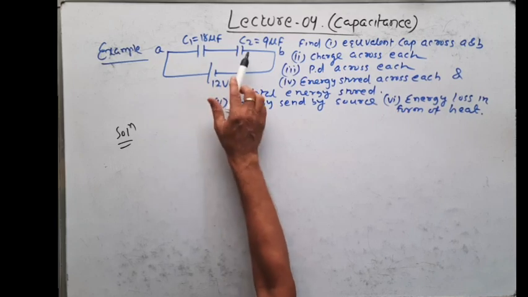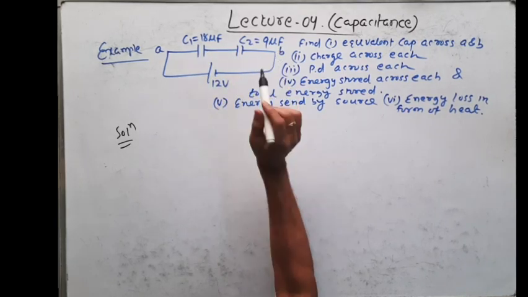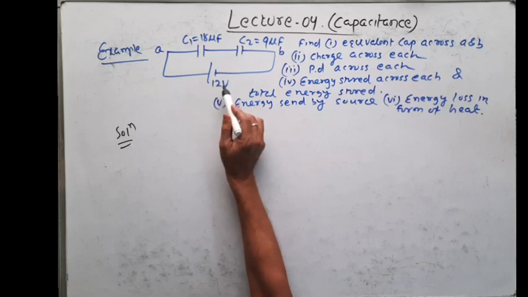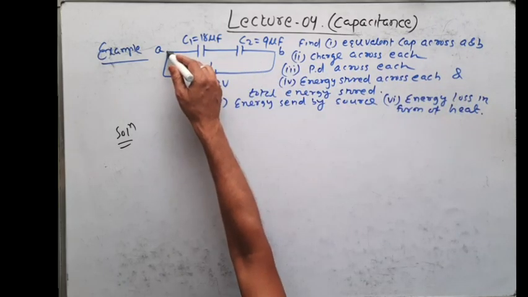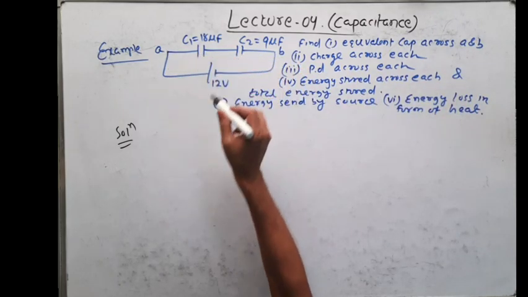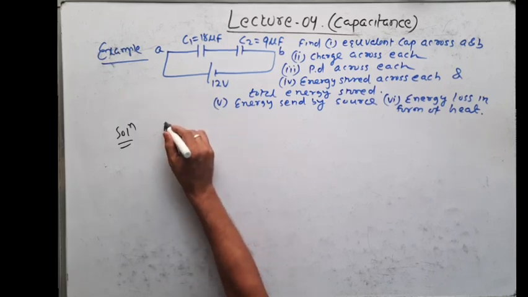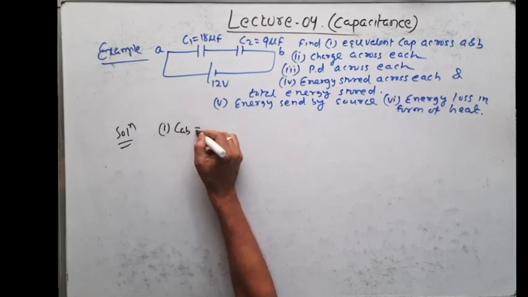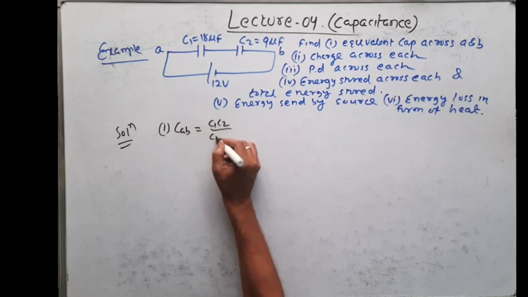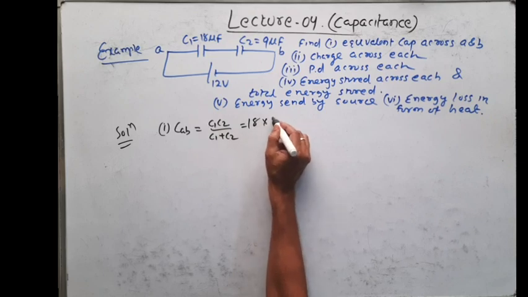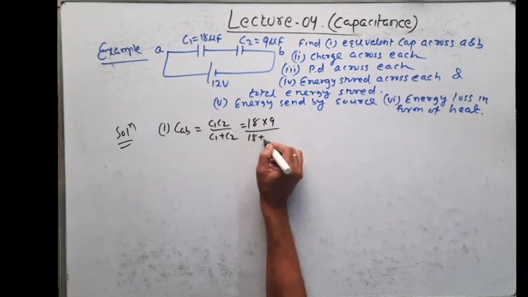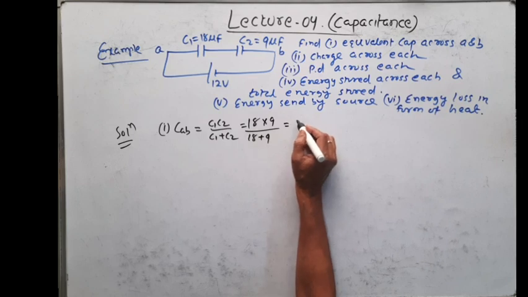Now, let us solve this example. There are two capacitors, 18 microfarad and 9 microfarad, connected in series to a source of EMF 12 volt. Find the equivalent capacitance across A and B. Across A and B, the two capacitors are connected in series, so the equivalent capacitance is C1 C2 by C1 plus C2. That is 18 microfarad into 9 microfarad by 18 plus 9. If we calculate, it will come to 6 microfarad.